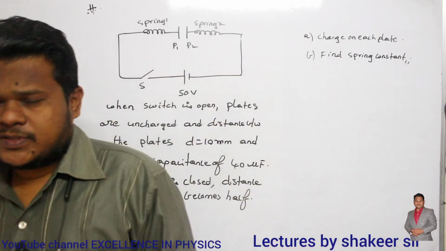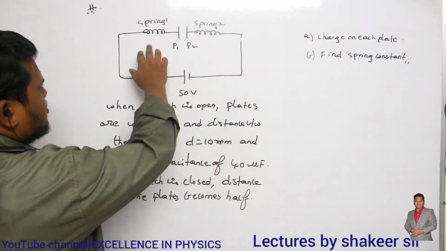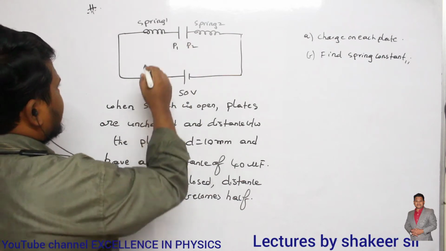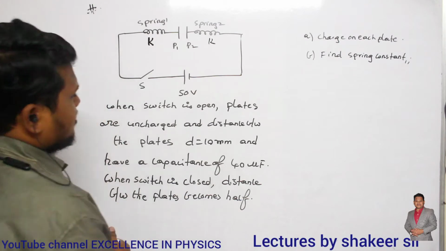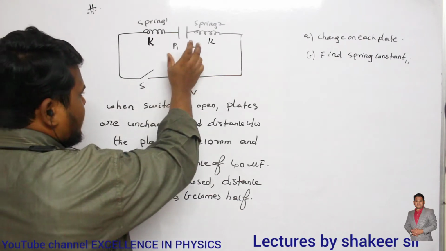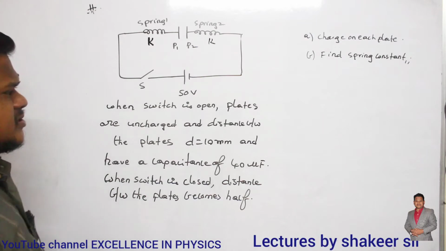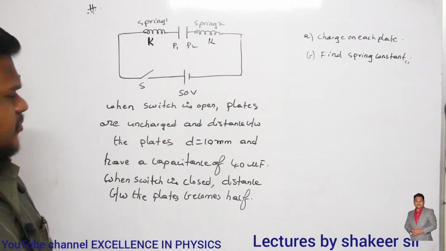In the previous question only one spring was present. Now in this condition, two springs are present and they are identical springs. So this one has a spring constant of K, and the second one also has a spring constant of K. And the plates are also identical to each other. Let us consider the area of the plate to be A.